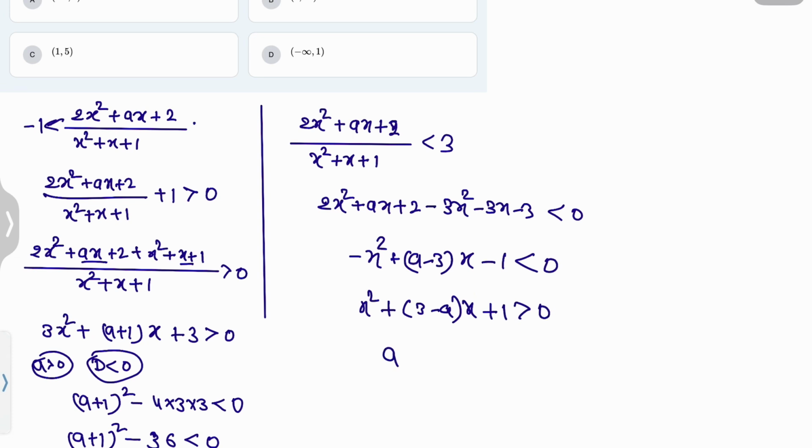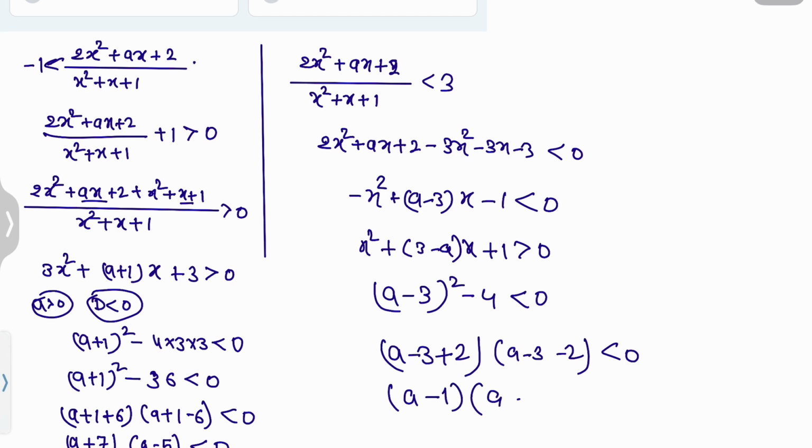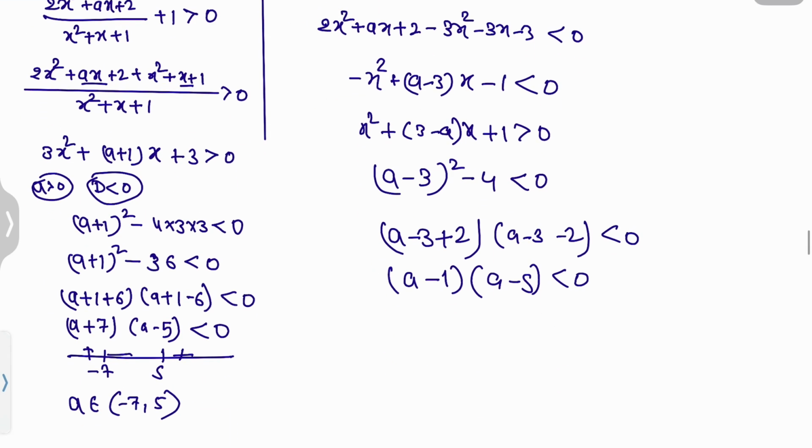Okay, so according to this one, anything greater than 0 means D less than 0. So (a minus 3) whole square minus 4 less than 0, D less than 0. Now you can convert to the a plus b, a minus b form with 2 square. So (a minus 3 plus 2)(a minus 3 minus 2) less than 0. So the term is (a minus 1)(a minus 5) less than 0, right? And according to this one, a belongs to 1 to 5, because it is just the middle region.